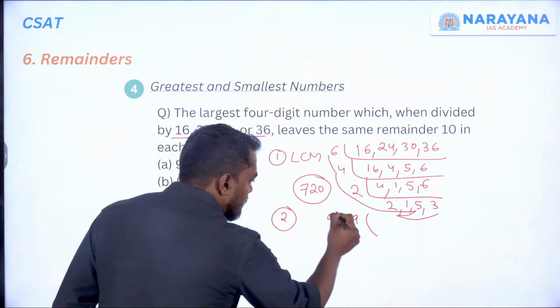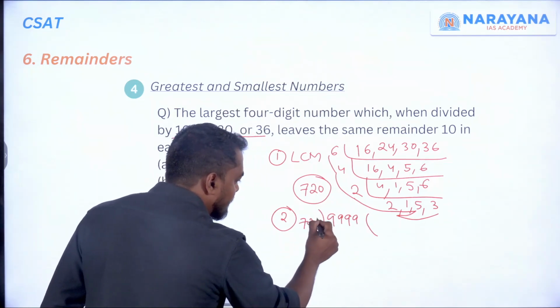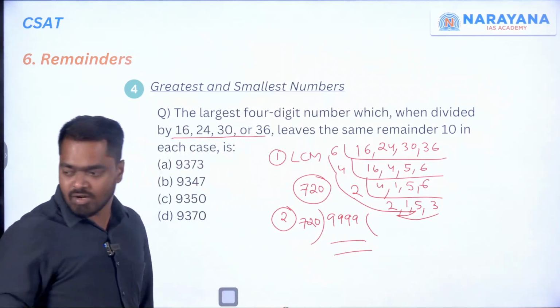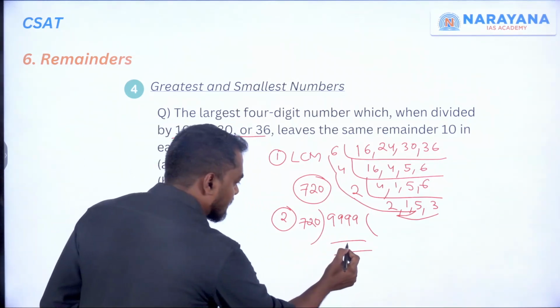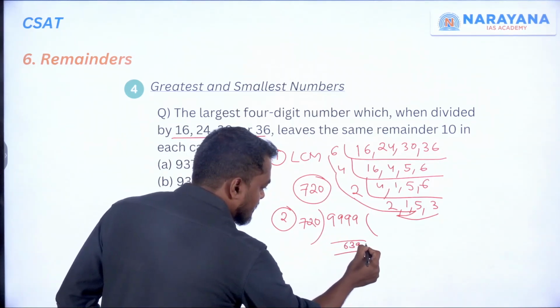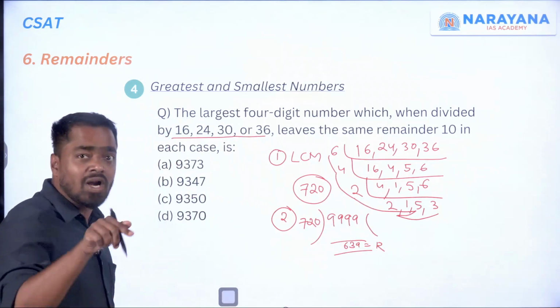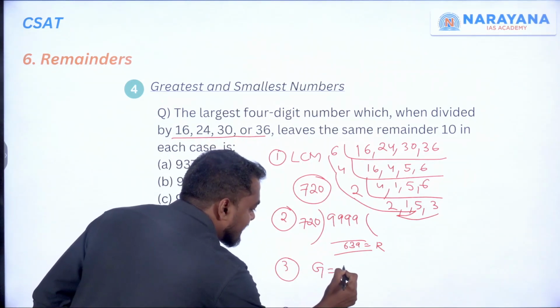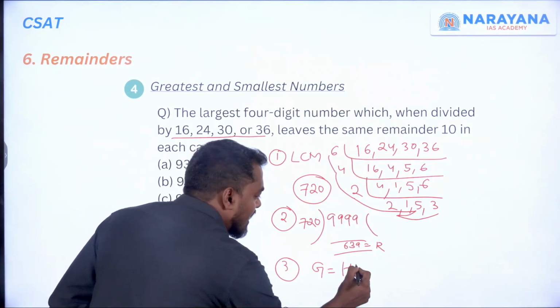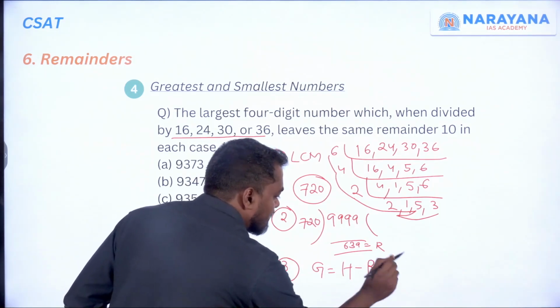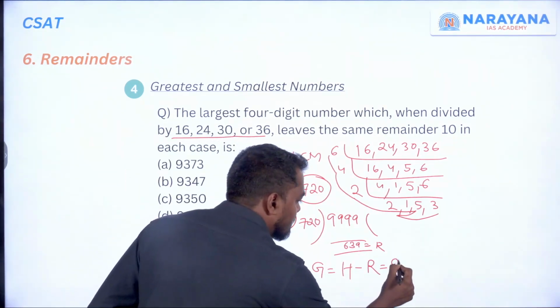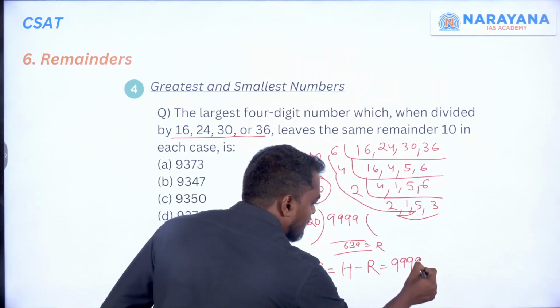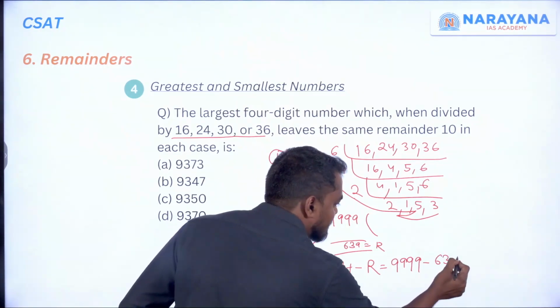9999. If you divide that by this LCM, you will get a remainder of 639. So that is your remainder. Now what is the next process we have done in the previous questions? Greatest number is equal to highest number minus remainder. What is this highest number? 9999 minus this remainder 639.